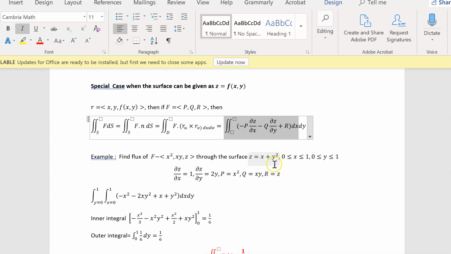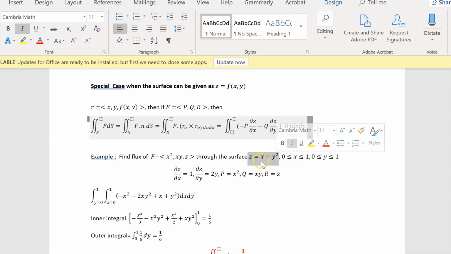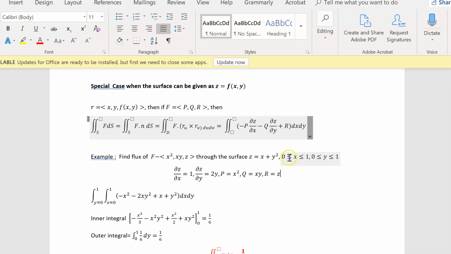Okay, so now let's do an example. Let's look at this vector field, and the surface is, suppose, this. Now the surface is a function because it's solved for z equals x plus y squared, and x goes from 0 to 1, y goes from 0 to 1. So now we are going to plug it in. Partial with respect to x of this is 1, partial with respect to y is 2y. So 1 and 2y. And then P would be the first component, x squared, Q will be the second component, xy, and the third is R, z squared.